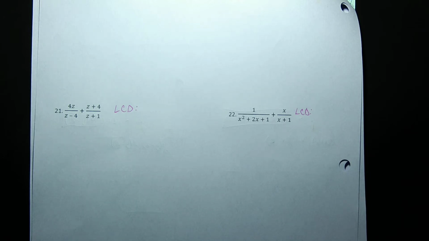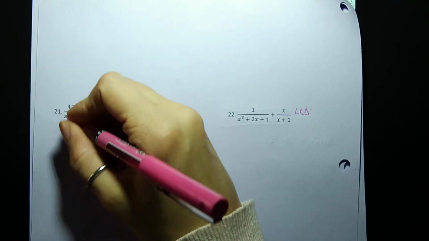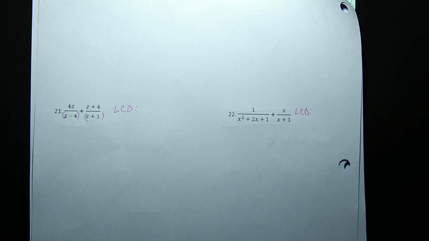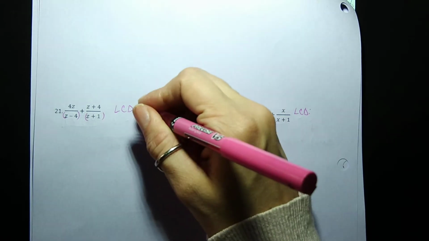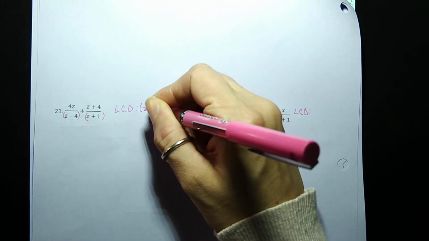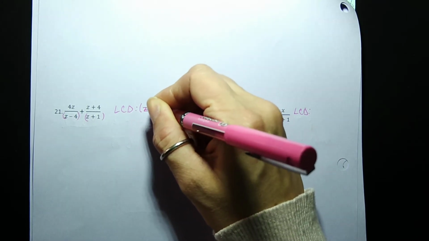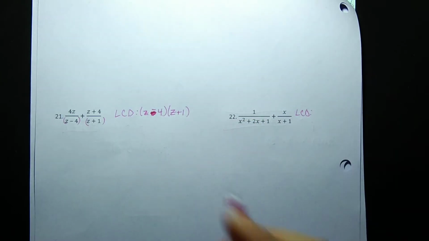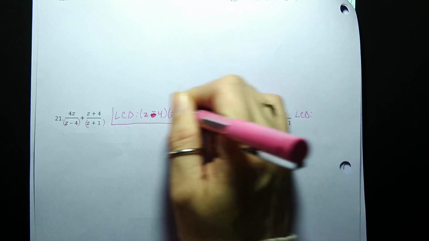All right, folks, for the first one, binomial denominator, trap, trap, trap, trap. So the greatest amount of z minus 4s that we have in one term is 1 z minus 4. Greatest amount of z plus 1s, 1 z plus 1. So z minus 4 and z plus 1. There's our LCD.